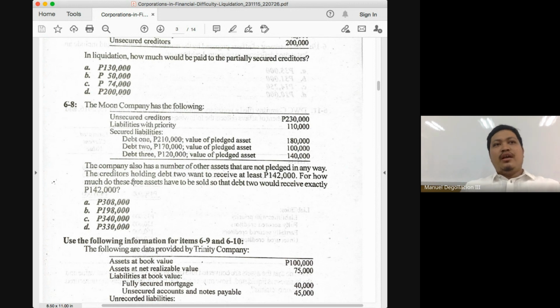unsecured portion. And you will now be using the 42 and the 70 to figure out the recovery rate. Because the only way that the partially secured will receive 142 is if debt 2 will receive 42,000 for the 70,000 unsecured portion. So we'll use 42,000 divided by 70,000. How much will that give you? Is that 60%?